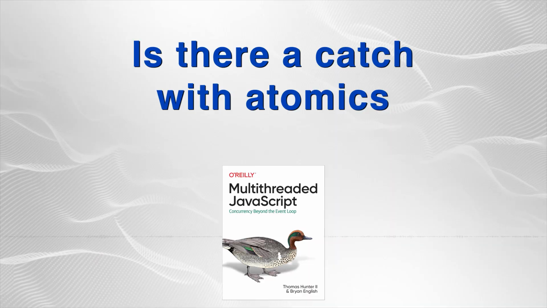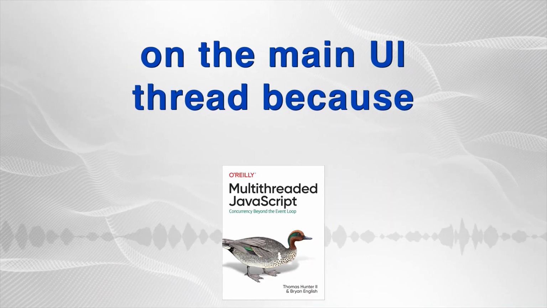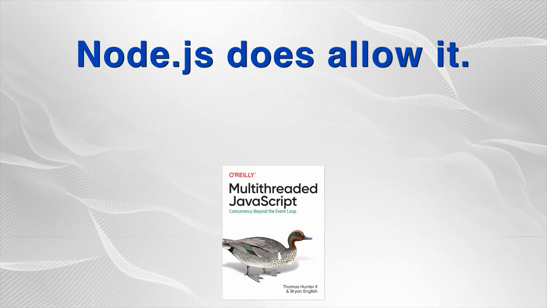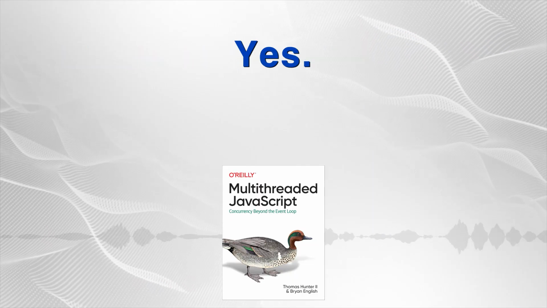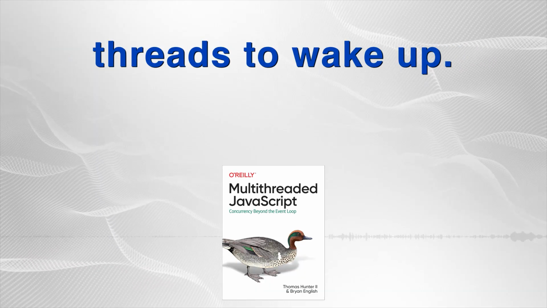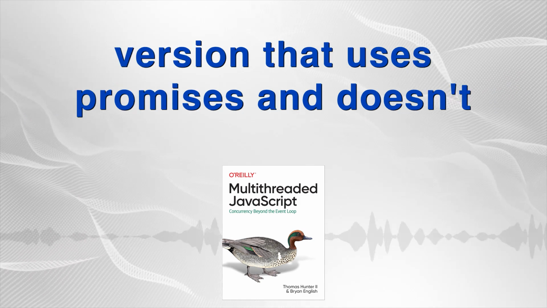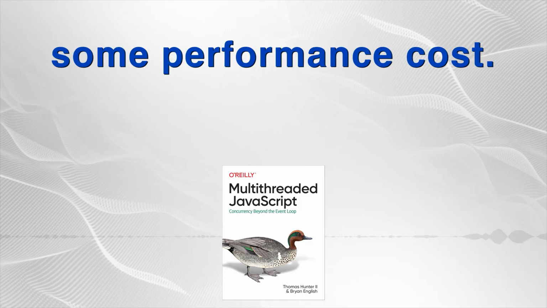Is there a catch with Atomics.wait? A big one. Browsers do not allow Atomics.wait on the main UI thread because it would freeze the entire page. Node.js does allow it. So Atomics.notify is used to wake up a waiting thread. Yes. You can tell it how many threads to wake up. There's also Atomics.waitAsync, a newer version that uses promises and doesn't block the thread, but it has some performance cost.